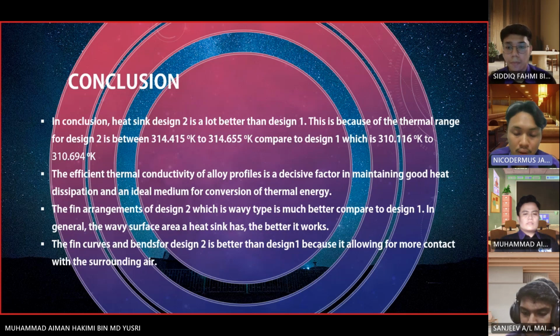Second, the efficient thermal conductivity of alloy profiles is a decisive factor in maintaining good heat dissipation and an ideal medium for conversion of thermal energy. Third, the fin arrangement for design 2, which is the wavy type, is much better compared to design 1. In general, the more wavy surface area a heat sink has, the better it works. Lastly, the fin curves and bends for design 2 are better than design 1 because they allow for more contact with the surrounding air.